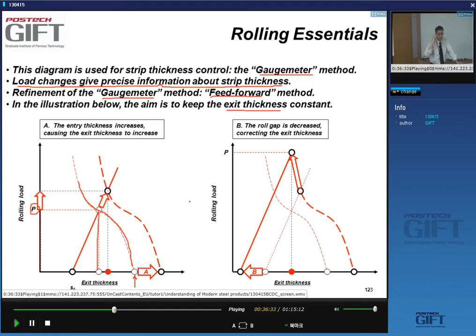Now, how do we correct for this? We need to go back to the exit thickness that we had originally. So what can we do? We change the roll gap. We decrease the roll gap so that we can correct for the exit thickness. Our mill modulus doesn't change, yes? So we now go back to the correct exit thickness, and we have, of course, as a result, to increase the rolling load, okay? And the way we detect the change in the exit thickness is we can measure it directly by tracking the rolling load.